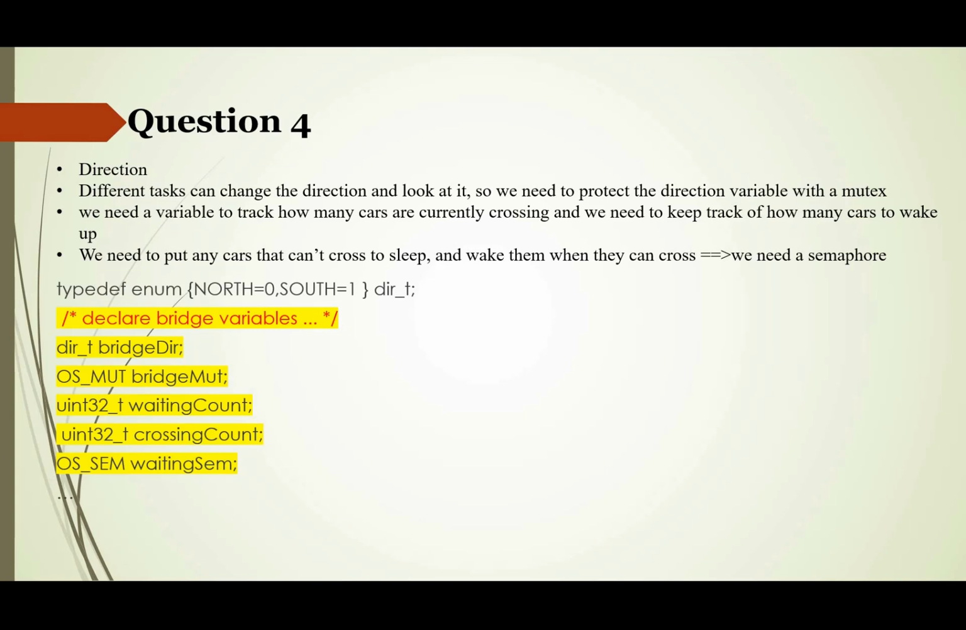Okay, so the first thing is the direction of the bridge. We call it bridge direction. And dir_t is a type defined enumeration. If you look at the top of the code, we have north equal to 0, south equal to 1, defined as dir_t. Then we have a mutex called bridge mutex. Then we have a waiting count, a crossing count, and also a semaphore, which is the waiting semaphore.